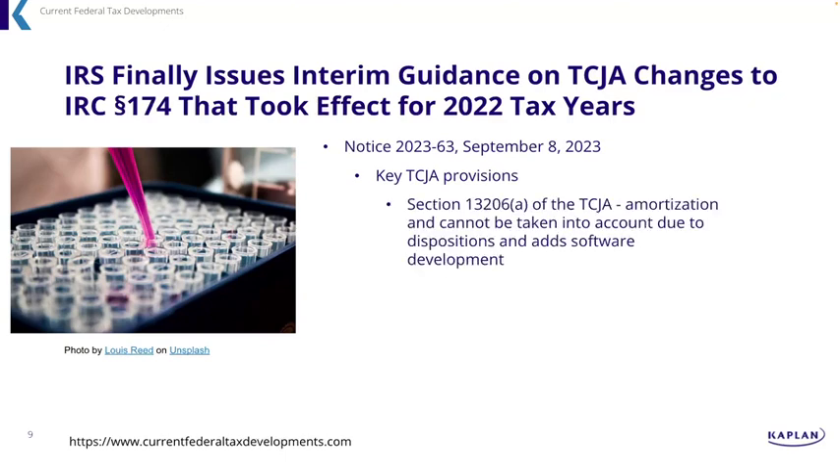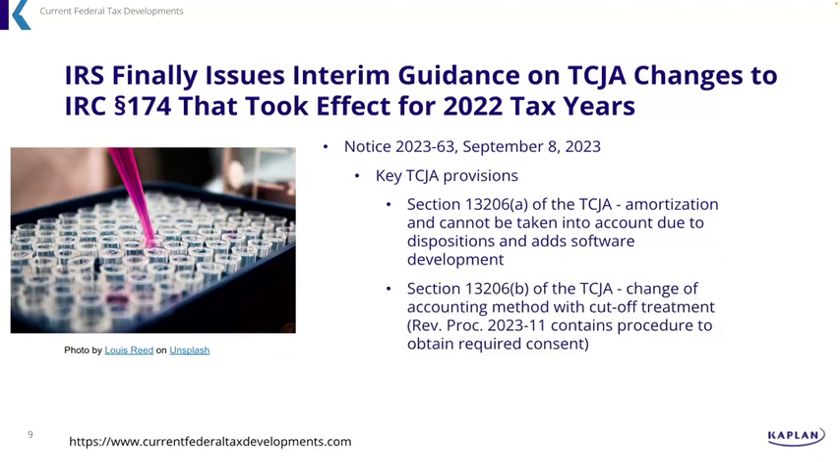Section 13206A of the Tax Cuts and Jobs Act says these things must be amortized over 5 or 15 years, and you cannot write these things off due to dispositions. It also added software development as a category that would be considered part of 174 costs, so it would end up getting amortized. Section 13206B of the Tax Cuts and Jobs Act, this will be considered a change of accounting method, but with a cutoff treatment.